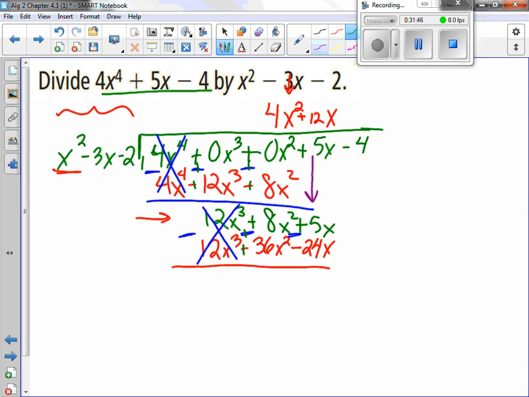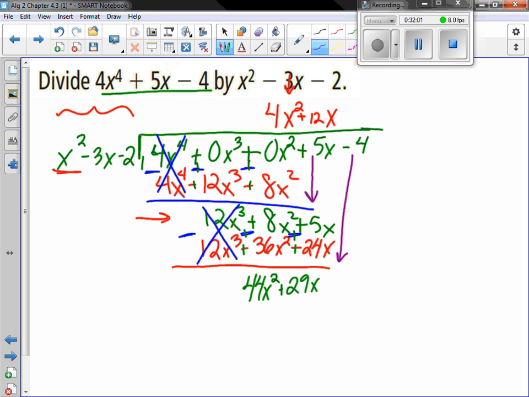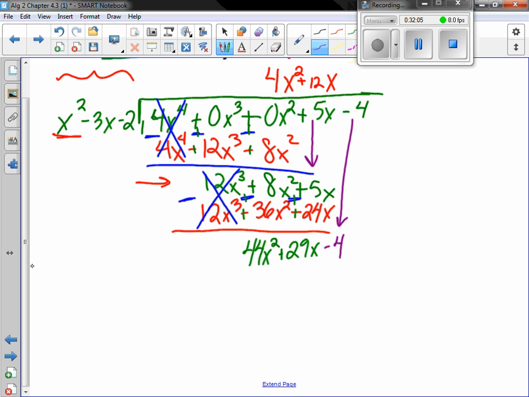Negative and negative will make a positive. So we have 44x squared. Negative and negative make a positive. So we have plus 29x. And lastly, we bring down the negative 4.